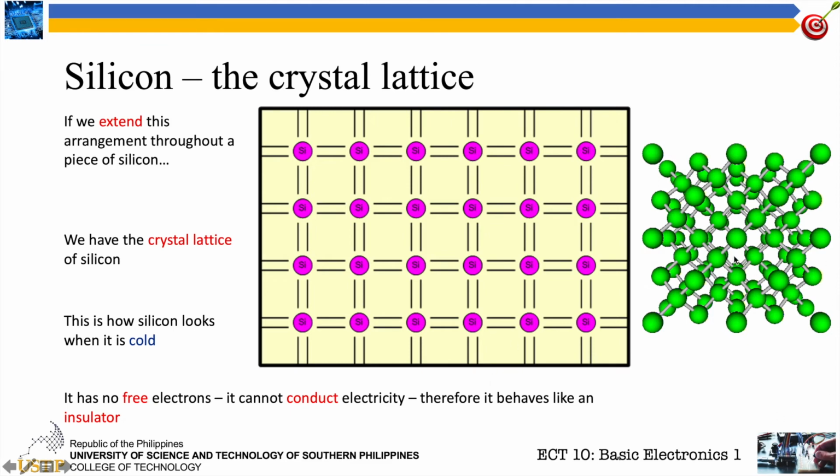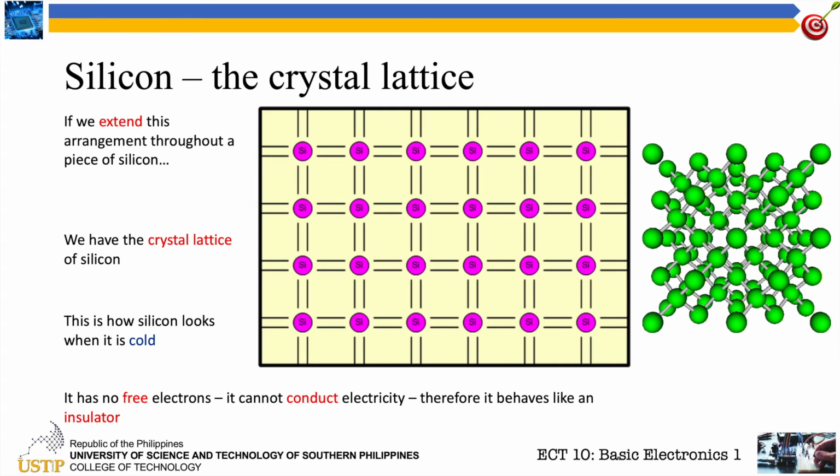Just like, can you imagine your jackstones being put up together, and then we're going to form a crystal-like structure. So this one here is like a 1D picture. This is how silicon looks when it's cold. There is no potential or energy being given yet. So it has no free electrons because you don't have energy to push these electrons from one atom to another atom. It has no free electrons, so it cannot conduct electricity. Therefore, it behaves like an insulator.